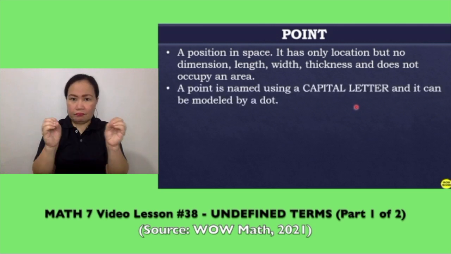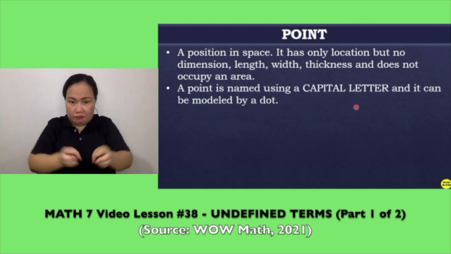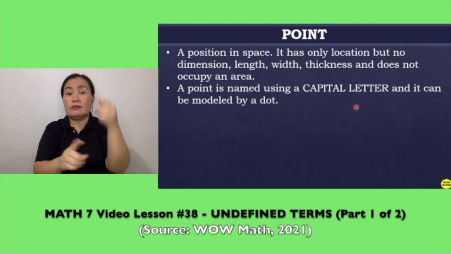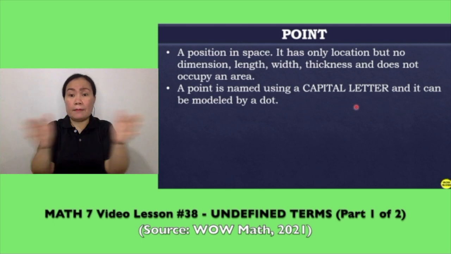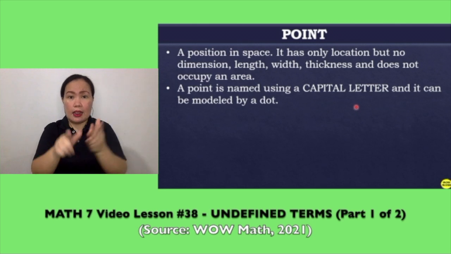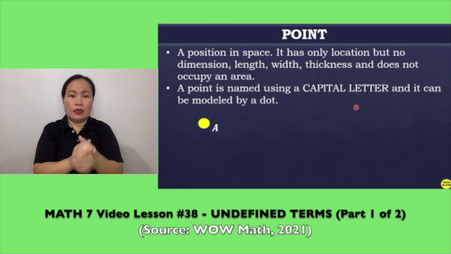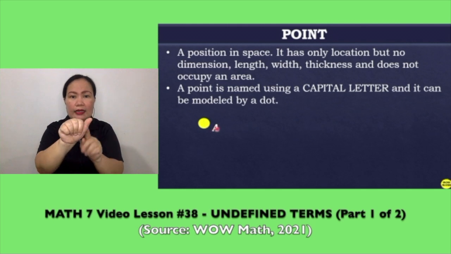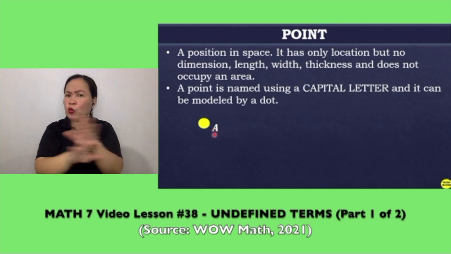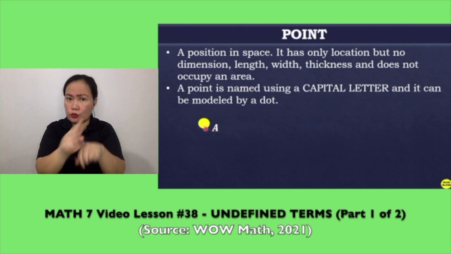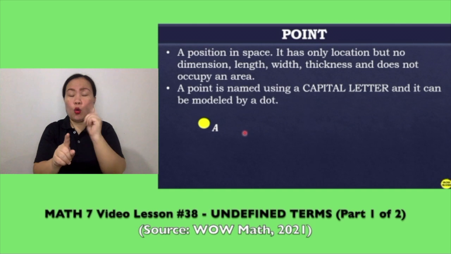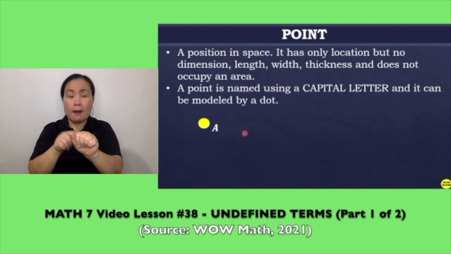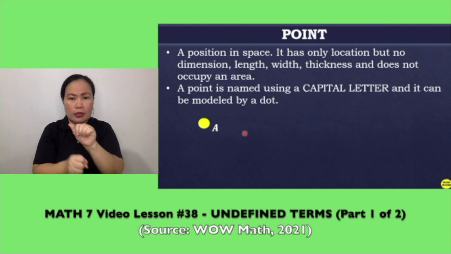So, a point is named using a capital letter. So, kapag nag-name tayo ng point, paano ba natin siya pinapangalanan? We are using capital letter. Halimbawa po, I have here point A. So, kung meron kang point, papangalanan mo siya using capital letter. Do not use small letter if it's a point. Okay, tatandaan po yan kasi ang point ay gagamitin natin yan pagdating sa line at sa plane.